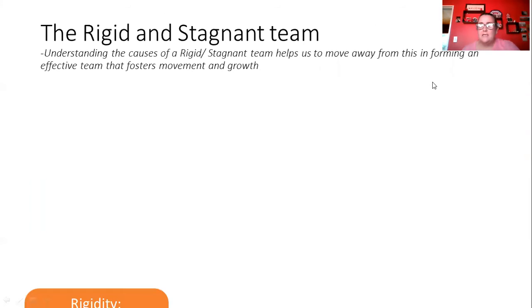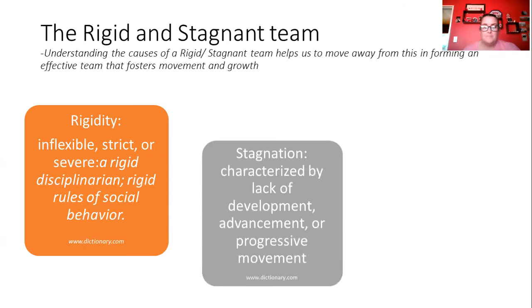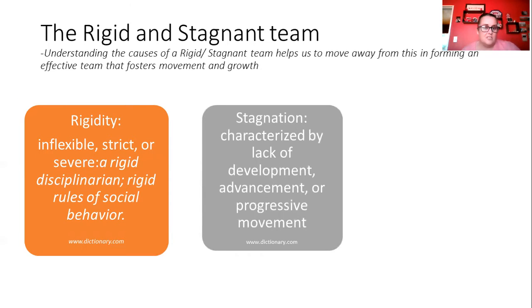The rigid and stagnant team. Understanding the causes of rigid and stagnant teams helps us to move away from this in forming an effective team that fosters movement and growth. Rigidity is defined by dictionary.com as being inflexible, strict, or severe, a rigid disciplinarian, or rigid rules of social behavior. Stagnation is characterized by a lack of development, advancement, or progressive movement.